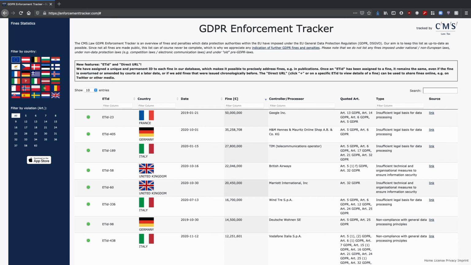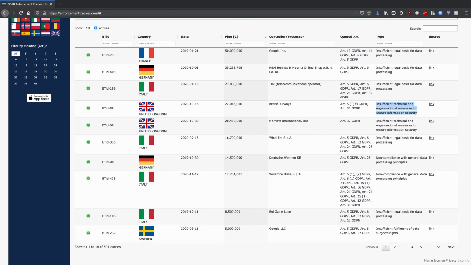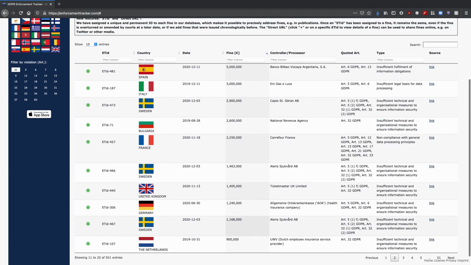This isn't a class in ethics, although that could be an interesting side discussion if you wanted. However, in particular, the one for insufficient technical and organizational measures is something that we are worried about. And you can see it takes a couple pages before we get down below the 1 million euro mark. And I don't believe any country in particular is an especially bad offender. Ultimately, there are a lot of cases where it's insufficient technical and organizational measures to ensure information security, so don't let that be you.